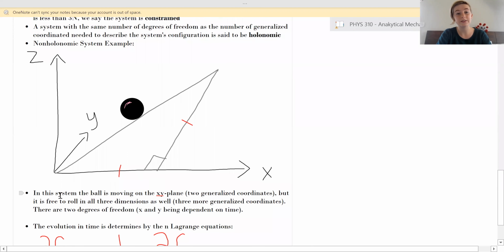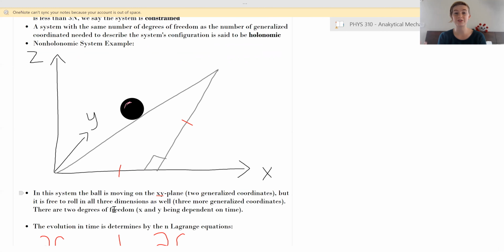What that creates is that it has 2 general coordinates, X and Y, as it moves along the axis. But since I'm allowing it to roll, the ball can roll in any 3-dimensional way, and therefore it has 3 more general coordinates to its motion. That's a total of 5 general coordinates. But we only have 2 degrees of freedom. So the general coordinates we have are greater than the degrees of freedom, and that makes the problem intense.